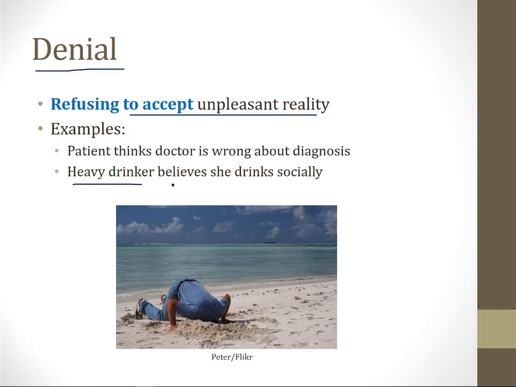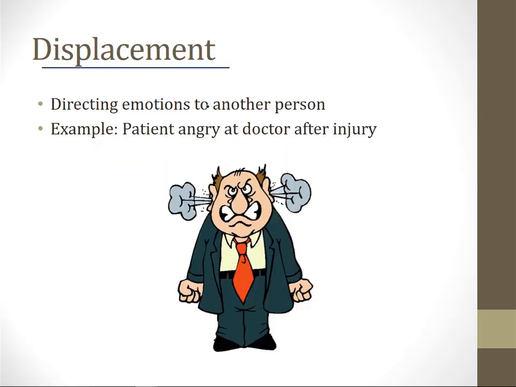It may also be a heavy drinker who believes she only drinks socially even though she's consuming 10 or 20 beers per night and often getting in trouble for her behavior during the time when she's inebriated. Displacement is directing your emotions to another person. So the classic example of this is a patient who gets angry at a doctor after an injury. He's very mad at himself for crashing a car or falling off a ladder, but he can't handle that anger with himself, so instead he lashes out at the doctor. He is displacing his anger onto another person.